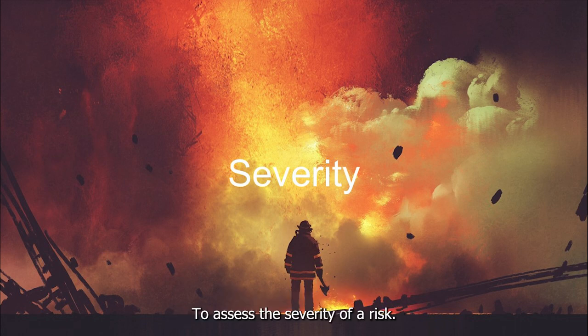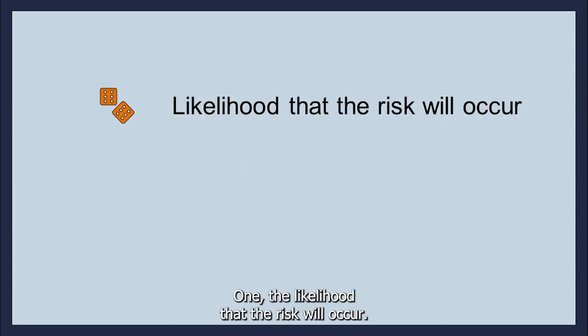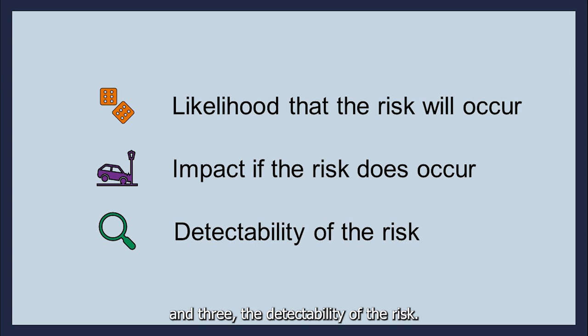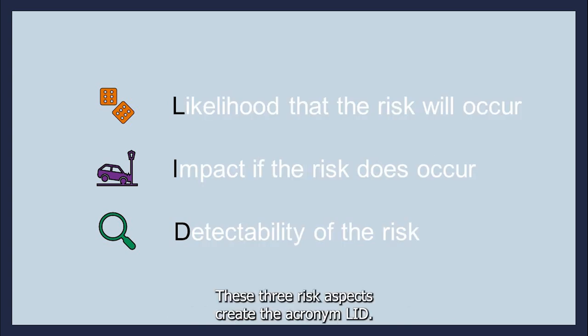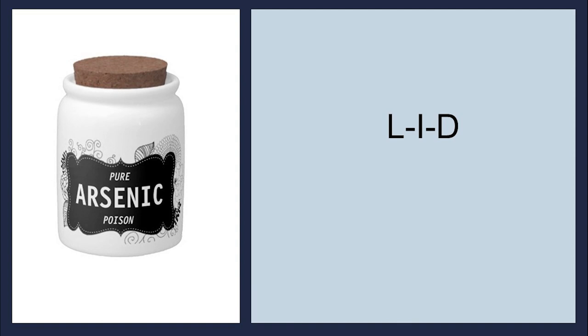We can prioritize risks by assessing the severity of each risk. To assess the severity of a risk, we'll look at 3 different aspects of the risk. 1. The likelihood that the risk will occur. 2. The impact if the risk does occur. And 3. The detectability of the risk. These 3 risk aspects create the acronym LID. It's easy to remember that we want to keep a lid on our risks.